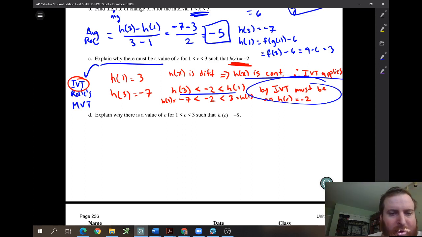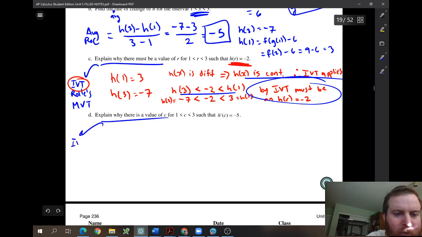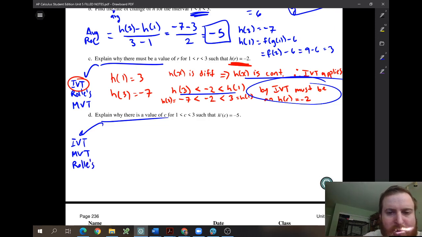Okay, then D, again, explain why there is a value. So immediately we're thinking IVT, MVT, or Rolle's. Now, we're probably not thinking IVT just because that was part C, but I'm going to just list it. Such that h prime of c equals negative 5. So as soon as I see h prime, I'm thinking either MVT or Rolle's. And because it's not equal to 0, it's equal to a number, we're thinking MVT. So what are our conditions for MVT? It has to be differentiable and also continuous.